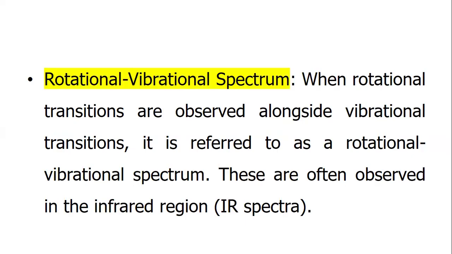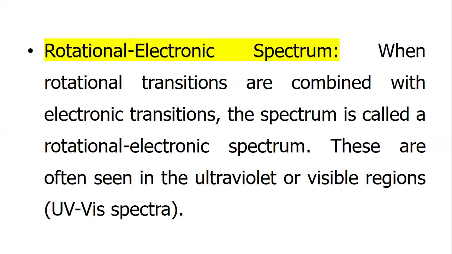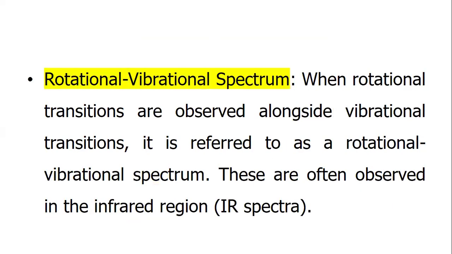Rotational vibrational spectrum: when the rotational transitions are observed alongside vibrational transitions, it is referred to as the rotational vibrational spectrum. These are often observed in the infrared region, IR spectra. Rotational electronic spectrum: when the rotational transitions are combined with electronic transitions, it is called the rotational electronic spectrum. These are often seen in the ultraviolet visible region, UV spectra.